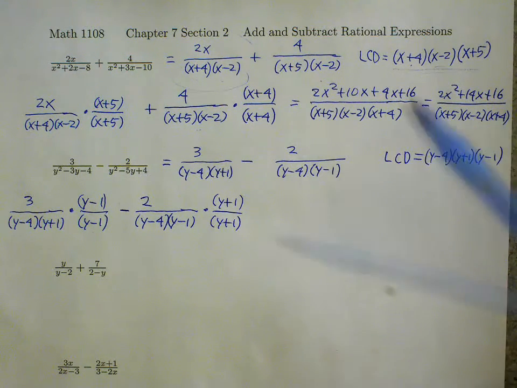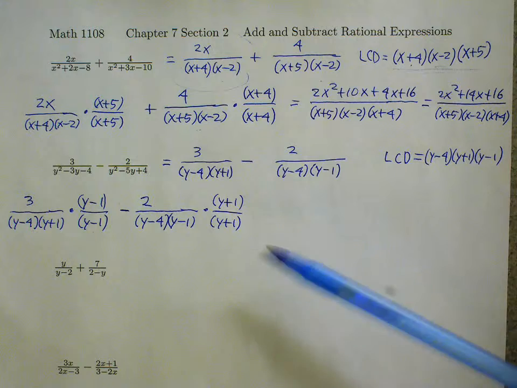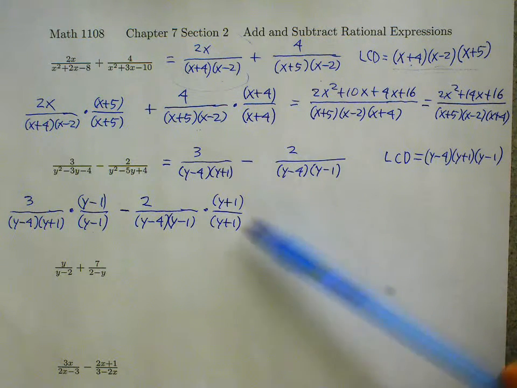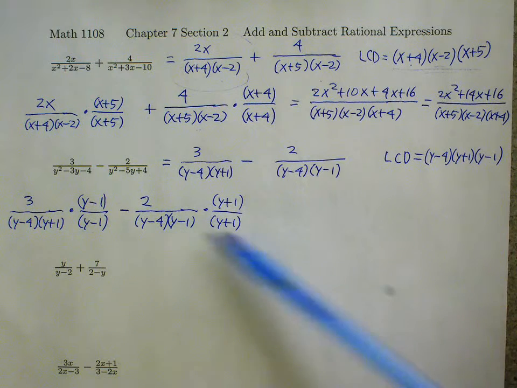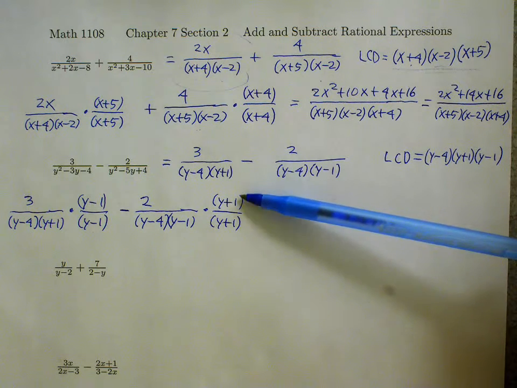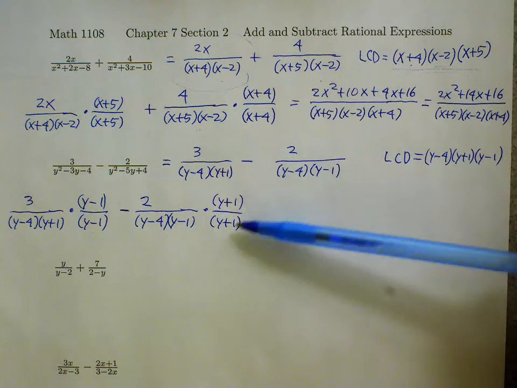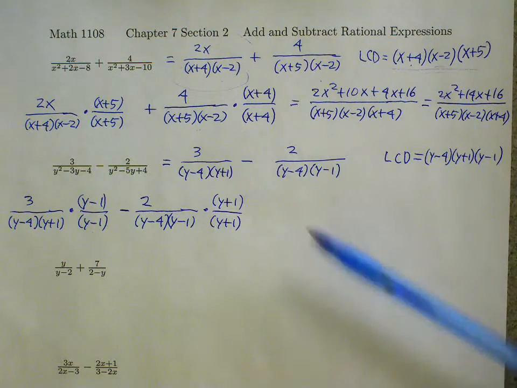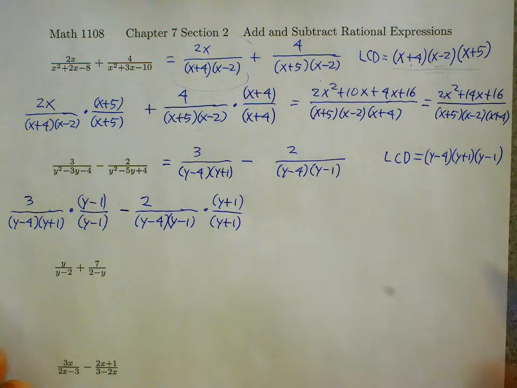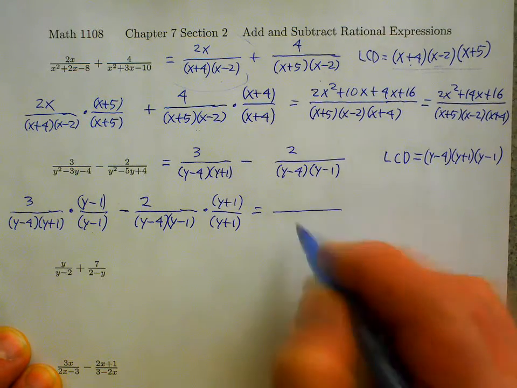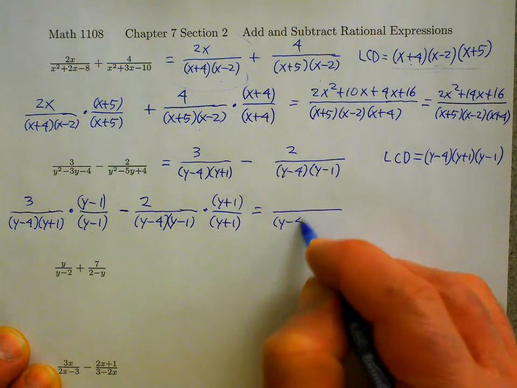So just to elaborate a little bit on this, we know that if we multiply something by 1, we're not changing the value. And a number divided by itself is 1, as long as you're not dividing by 0. Okay, now that we have the common denominator, we'll simplify the numerator.